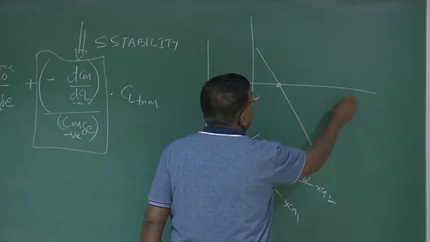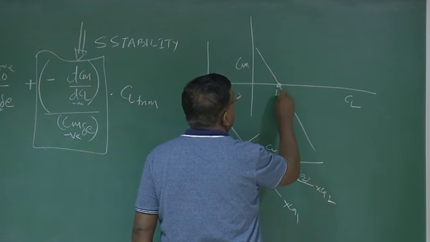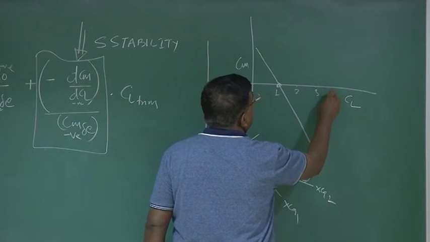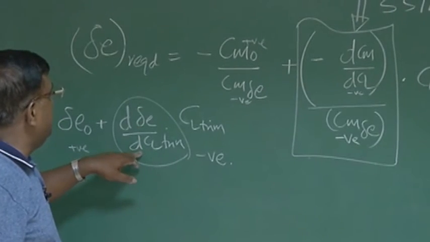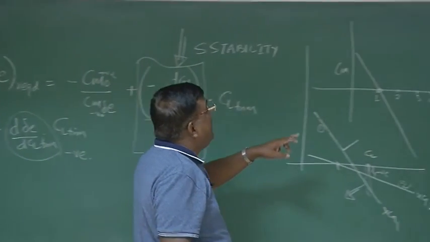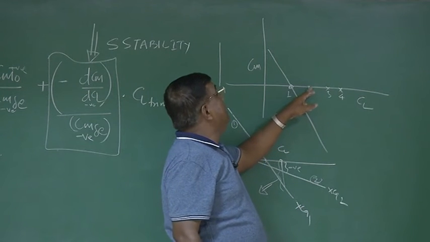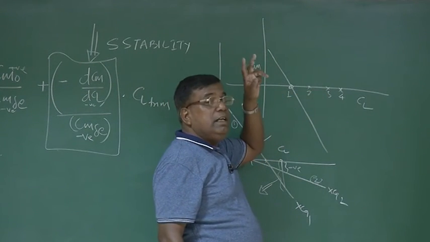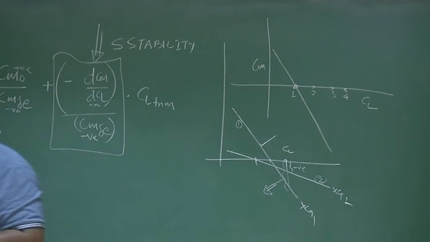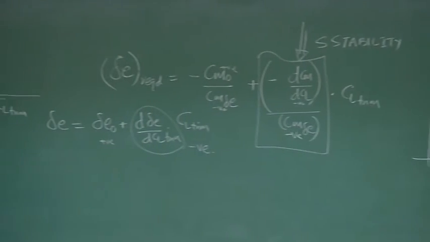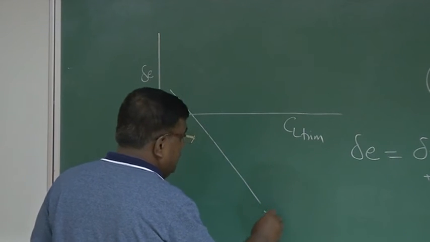Suppose I was flying here. This is the Cm versus CL graph. I was flying here, 0.1, 0.2, 0.3, 0.4. What we are trying to tell with d delta E by dCl trim is, when I am changing trim from 1 to 2, how much delta E is required? When I am changing trim from 2 to 3, how much delta E is required? So it is the change in the CL trim, not in the CL. Okay? That should be very clear. So if I plot it, let's say this is for xcg1.